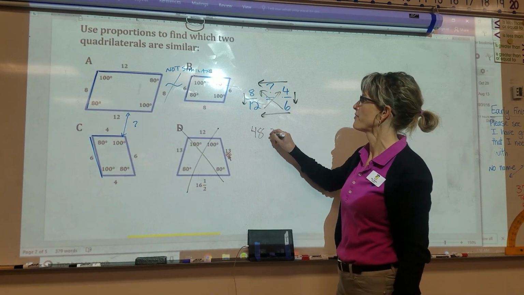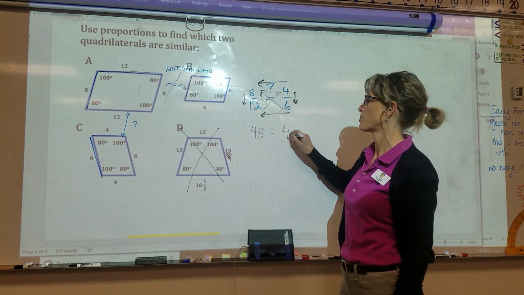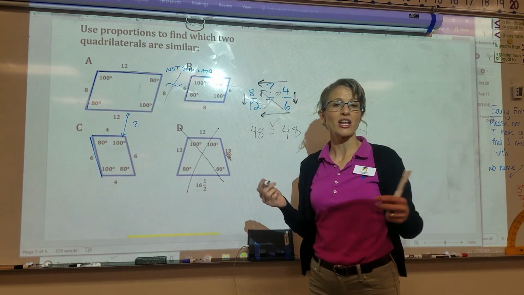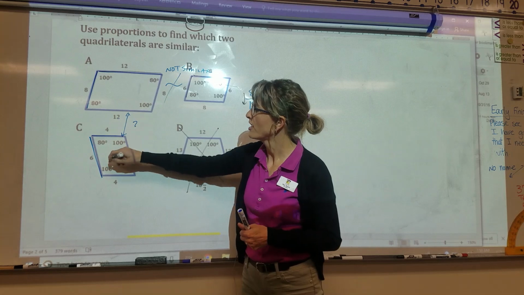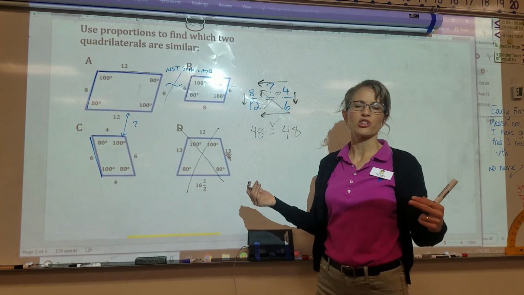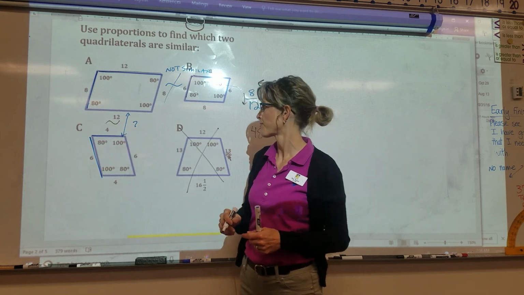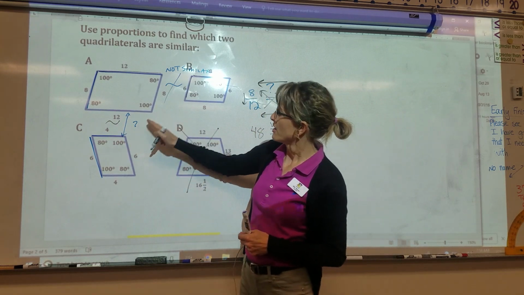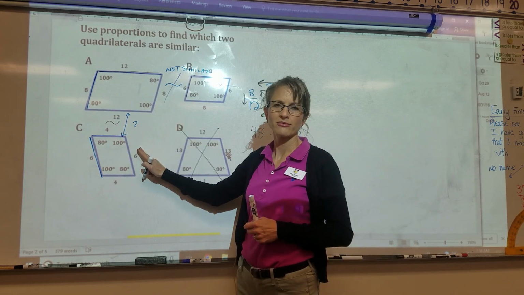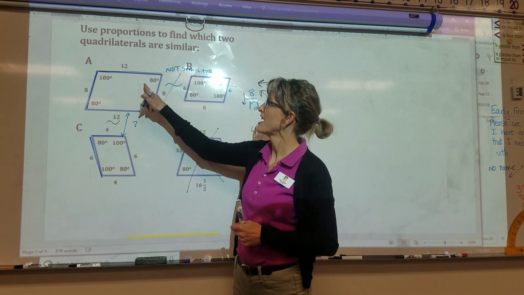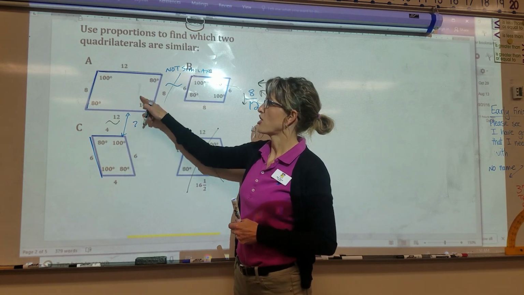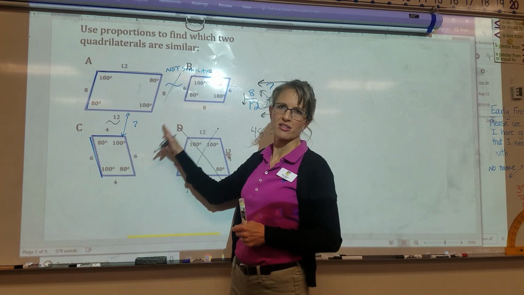One more check, cross multiply. 6 times 8 is 48. 12 times 4 is 48. 48 equals 48. So I know these two, their ratios equal each other. They're proportionate. So these two are similar. And I don't have to worry about this one. Could these two be similar? No, because these are not similar. These are similar, so there's no way these could be similar. Okay.